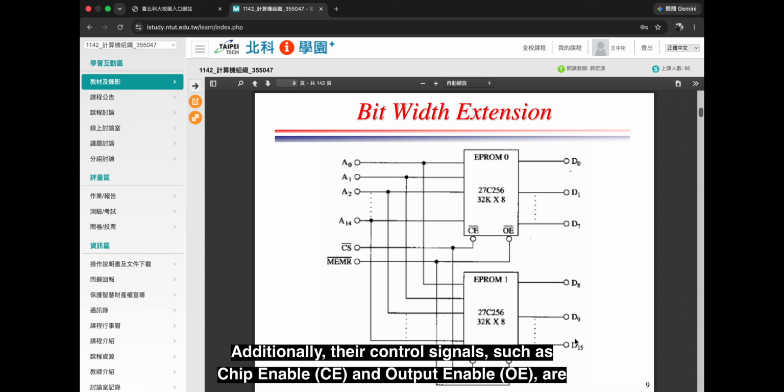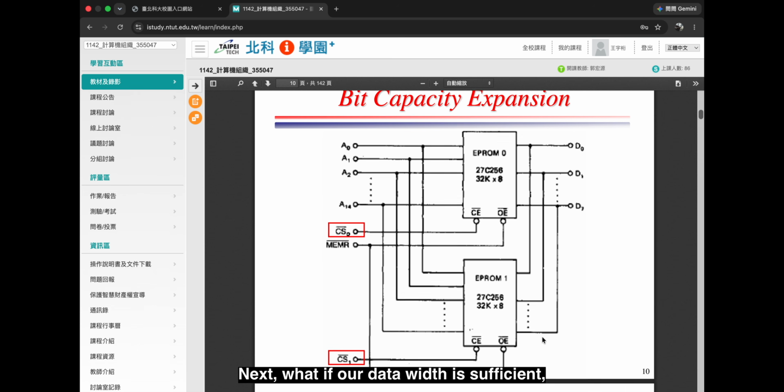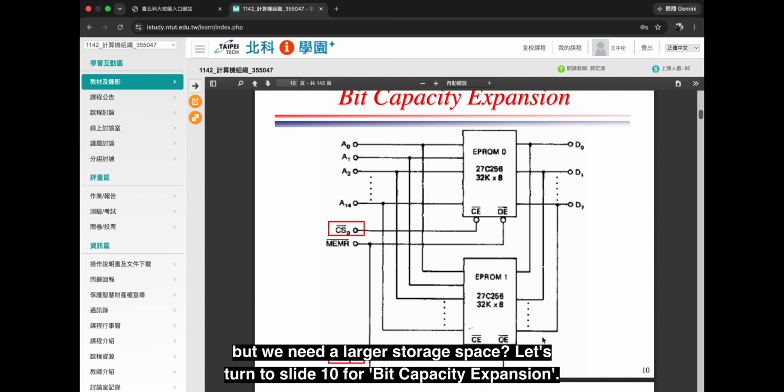Additionally, their control signals, such as chip enable and output enable, are tied together to ensure they operate synchronously within the same clock cycle. Next, what if our width is sufficient, but we need a larger storage space? Let's turn to slide 10 for bit capacity expansion.